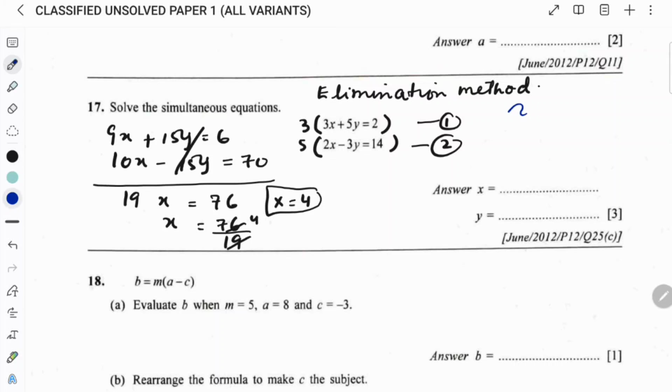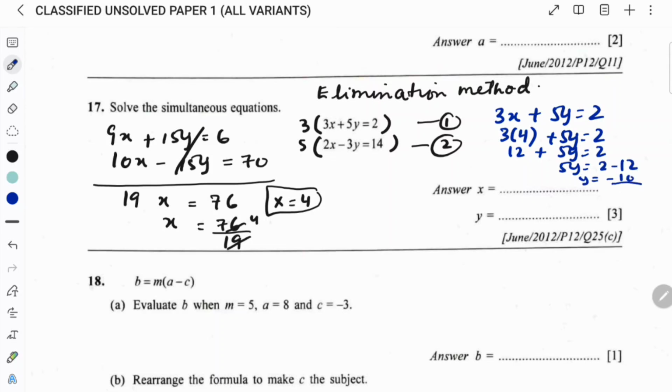We can take any of the equations, 3x plus 5y equals 2. 3 times x is 4. Yes, 3 times 4 plus 5y equals 2. 12 plus 5y equals 2. 5y equals 2 minus 12, which is minus 10, and y equals minus 10 over 5, which equals minus 2. So y is minus 2 and x is positive 4, we know.